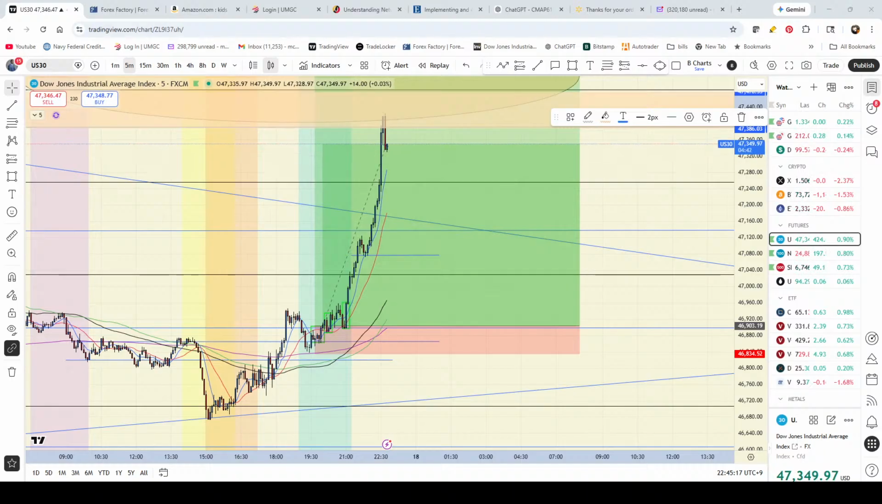Look how strong. Change my camera. Look how strong it closed. That's what you don't want to see. That is an entry for sales. That's what you don't want to see in that area.